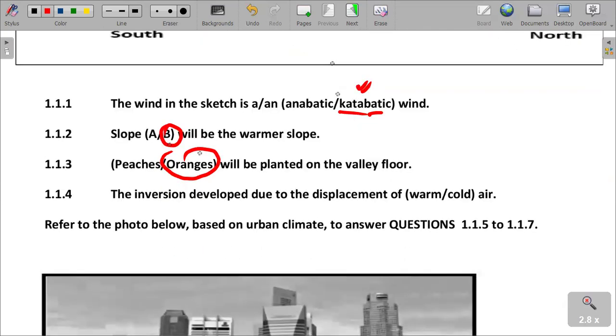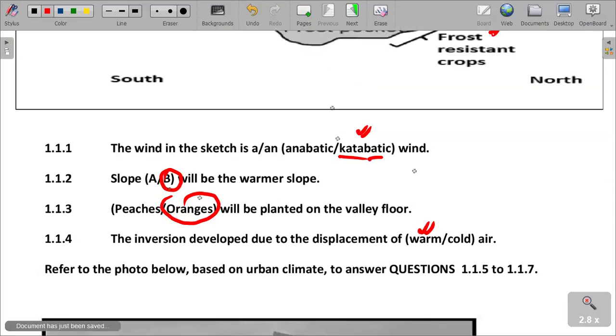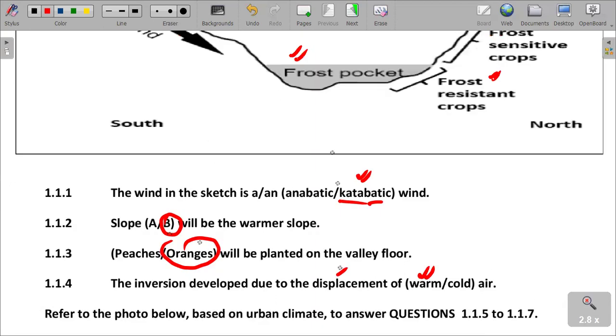You understand? So question 1.4: the inversion developed due to the displacement of dash. The inversion layer occurs because of displacement of warm air. The inversion layer is developed due to the removal of warm air that causes the inversion layer to develop there.